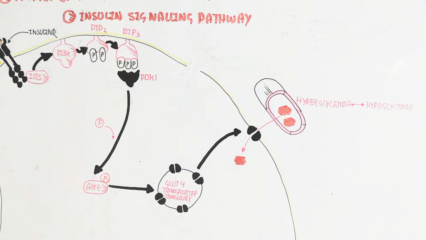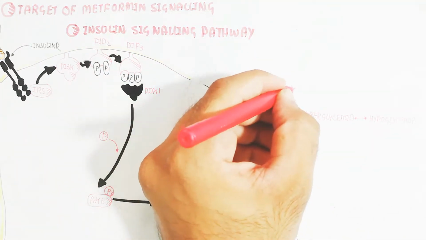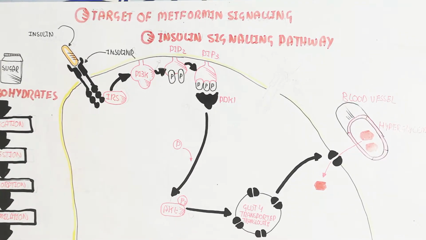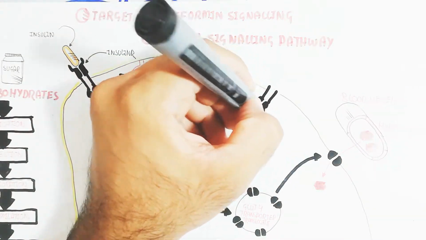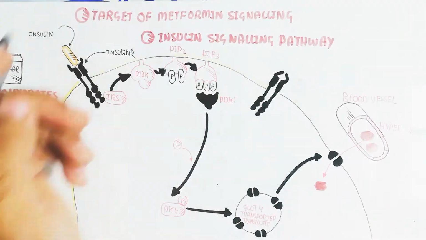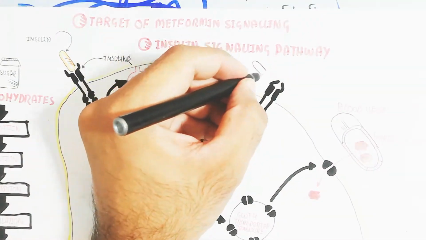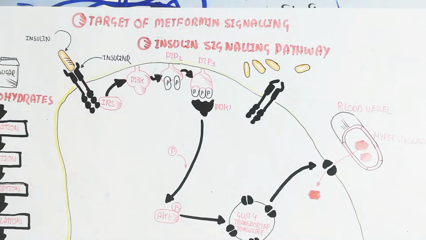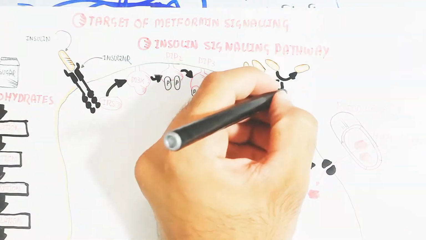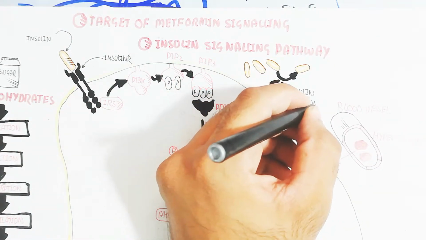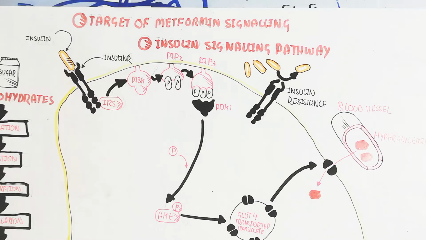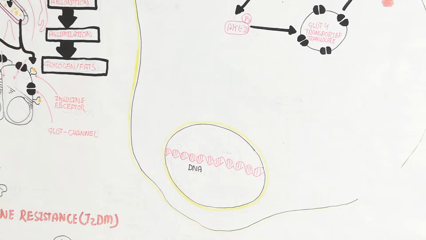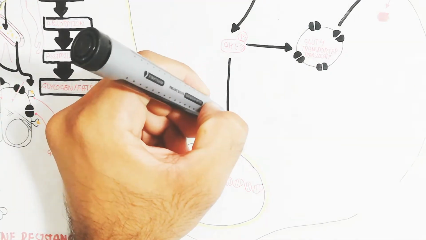But in the case of insulin resistance, the receptor is damaged and the insulin will not bind correctly, or the binding stability will not be correct. So in this way the insulin will not bind, the triggering of the GLUT4 transporter channel will not occur, and it will not bind with the plasma membrane of the cell. In this way the glucose is unable to move inside, so it remains in the blood circulatory system and causes hyperglycemia.